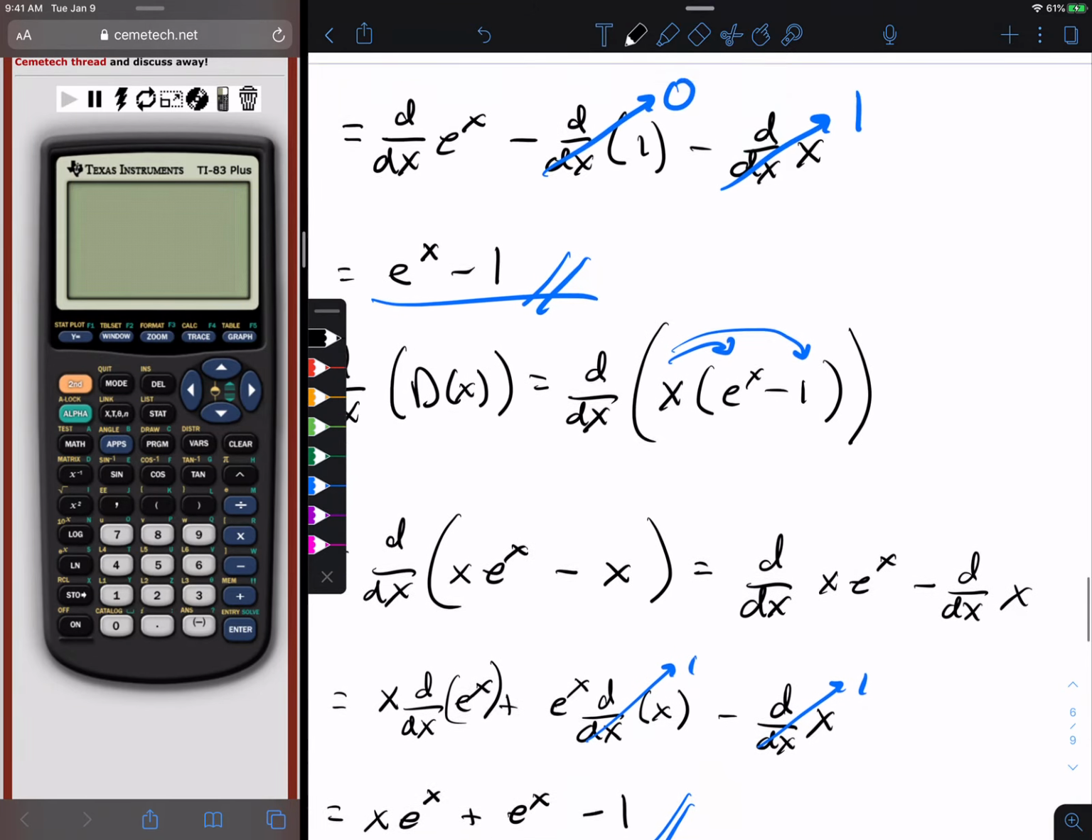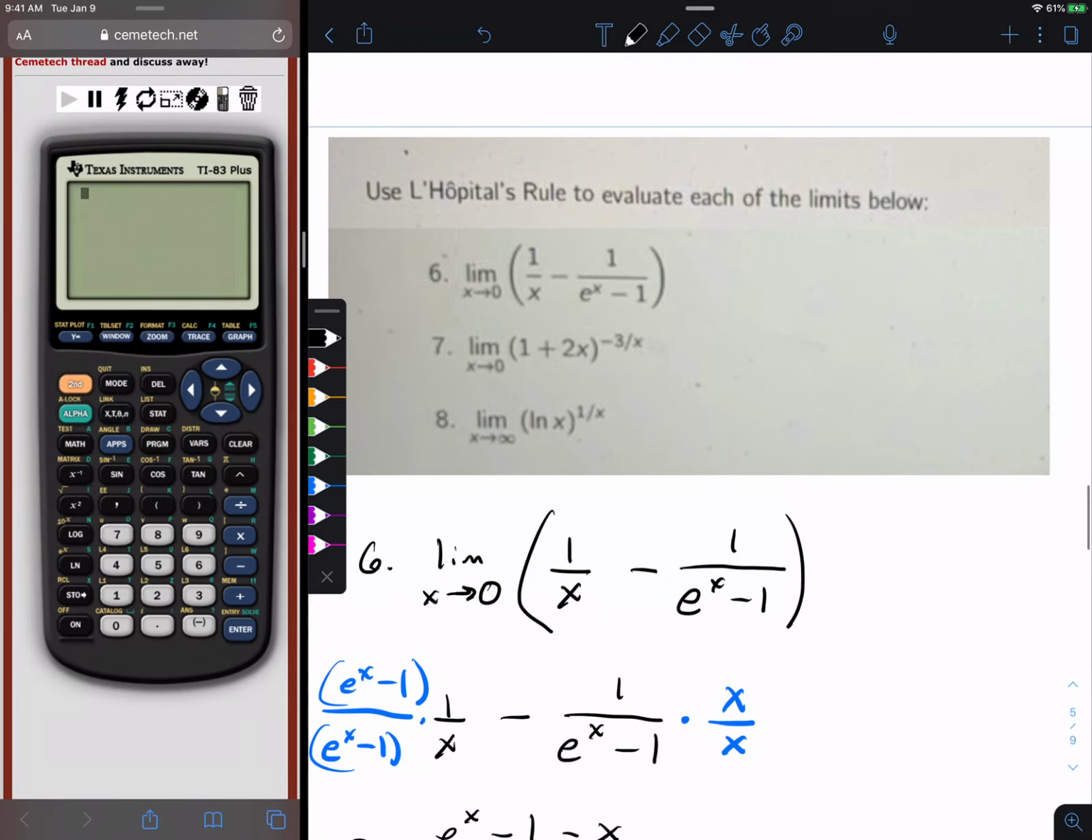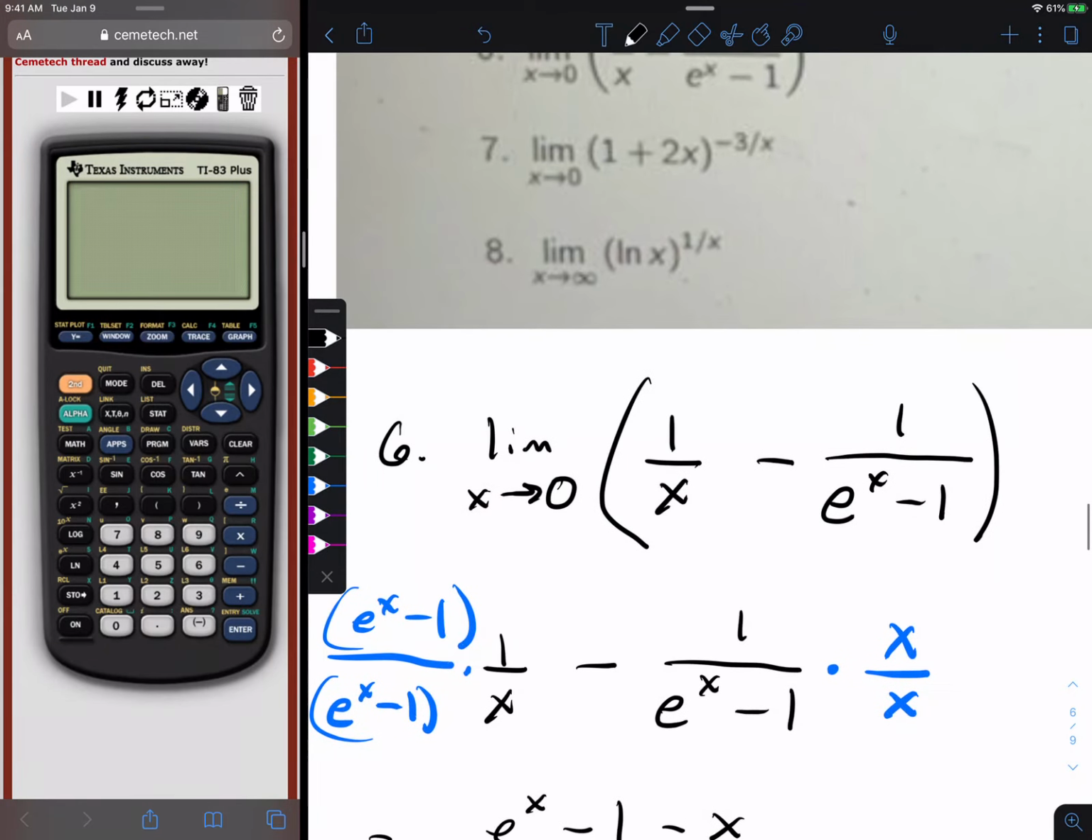If I go back to the original, all right, the original is here. This guy. Then what I'm going to do, I have a TI-83 Plus calculator here. In the upper left-hand corner, I'm going to click on Y equals, and I'm going to type in the expression. So I'm going to say parentheses 1 over x minus parentheses 1 over, then the denominator is e to the x.